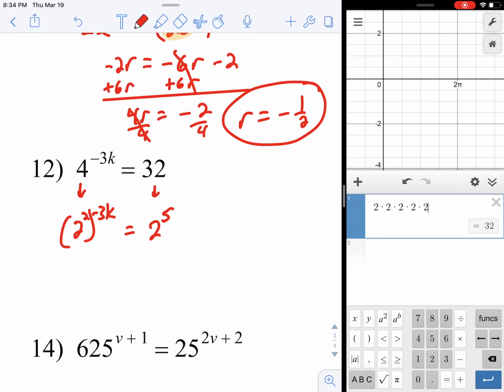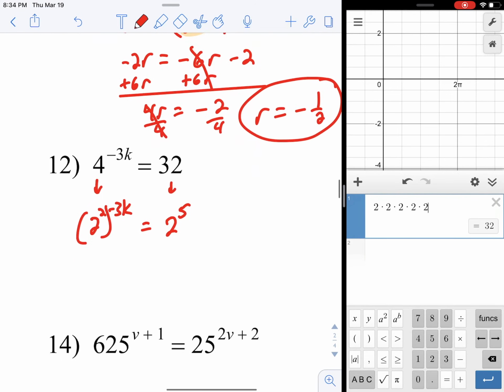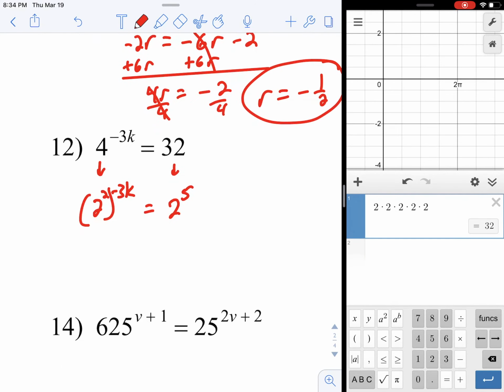So I couldn't make the bases match directly. I kind of had to go a little indirectly. I turned them both into a 2. Now those bases cancel out. Again, that's the one-to-one property. On the left, I have 2 times -3k. That's -6k. On the right, I have 5.